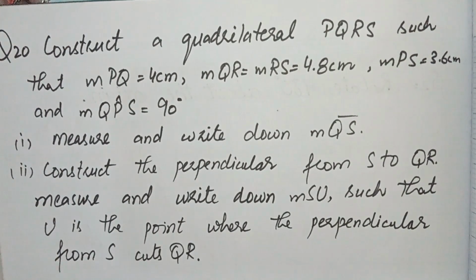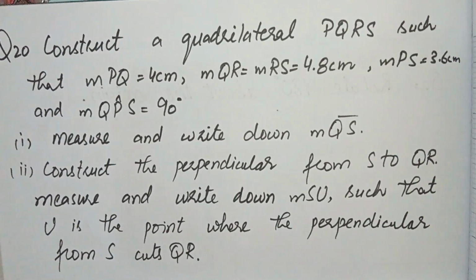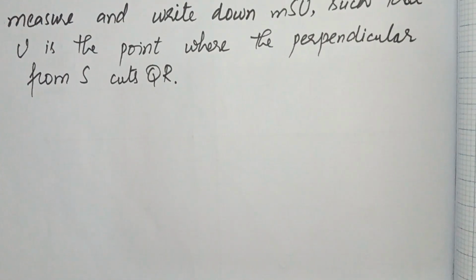Now students, question number 20. Construct a quadrilateral PQRS such that PQ is 4 centimeter and QR and RS are 4.8 centimeter and PS is 3.6 centimeter and angle P is 90 degree. Measure and write down the QS. First we have to draw the quadrilateral, and I am drawing the line first, PQ is 4 centimeter.